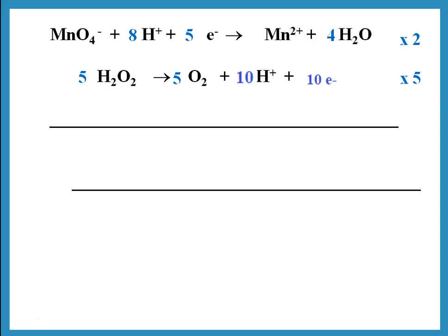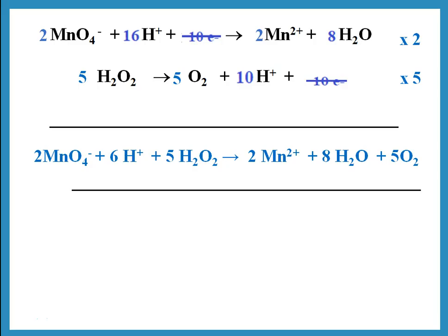And I multiply the first one with 2, so I end up with this. And in that case, now I have the same number of electrons, so I can cancel them. And whatever is the same on both sides, I should subtract them. Okay, I have 2 MnO4 minus plus. Now, how many H pluses? Well, before the arrow, I have 16 H pluses. After the arrow, I have 10. That means I have a total of 6 H pluses. Plus the 5 H2O2. On the other end, I have 2 Mn2 plus, 8 water, 5 oxygens.